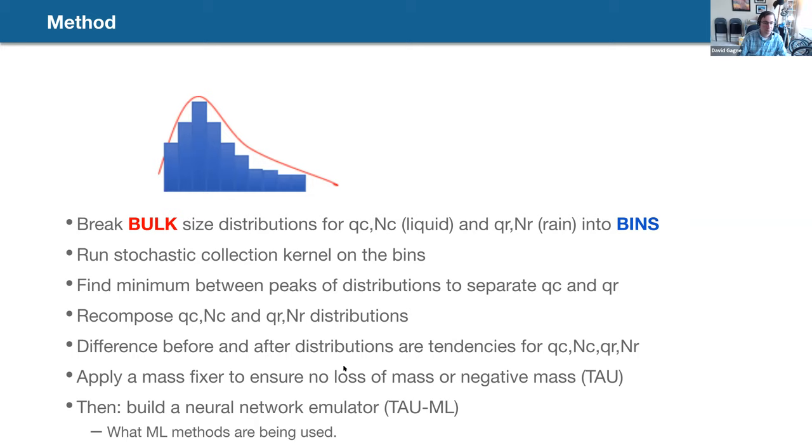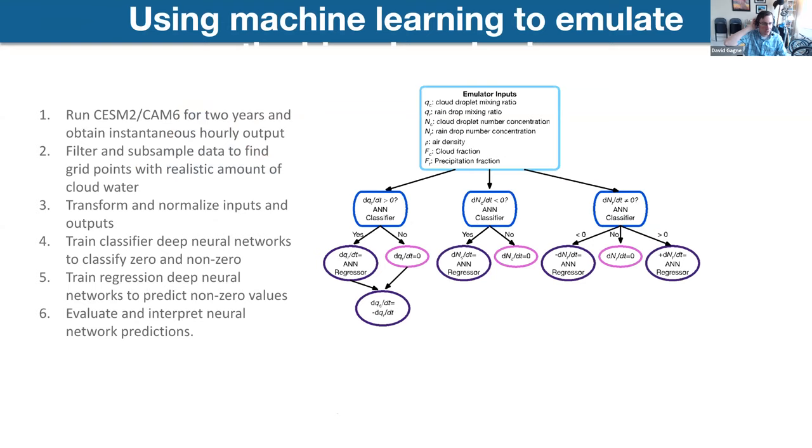And we can basically make sure this is all physically consistent and works well. So we've run CAM6 for 2 years with this approach, and we built a neural network emulator as a baseline. This consists of about 7 neural networks that are part of the system, and we have to do some transformations and normalizations to get all this to work.